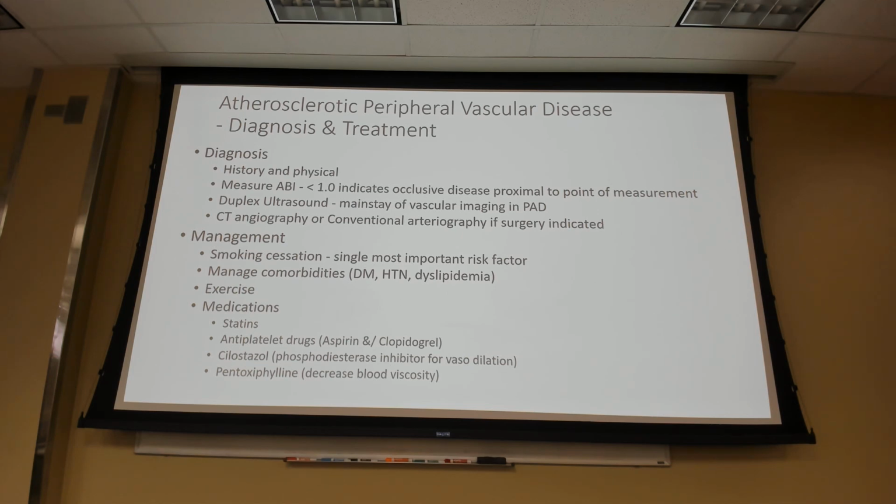And then we do have medications we can use. So we can do our statins, our antiplatelets like aspirin, clopidogrel. We also have our cilostazol and pentoxifylline. So those are other ones that can help. And they're typically more of, we kind of work our way up in treatment for these patients. So we start with lifestyle, smoking cessation, exercise. And then we look at other interventions we can do for these patients with these medications.